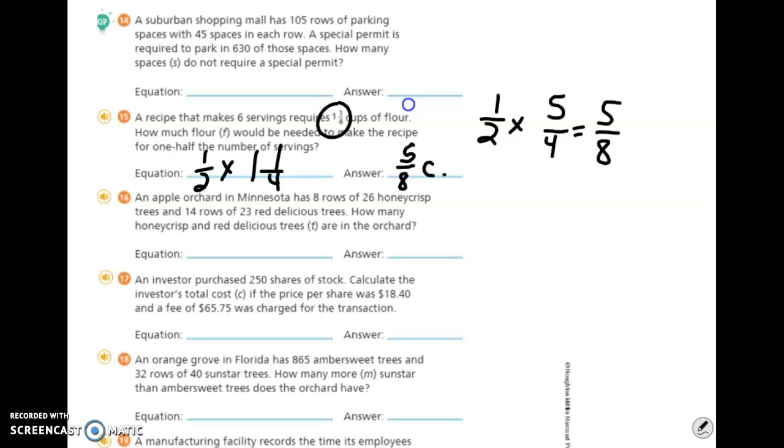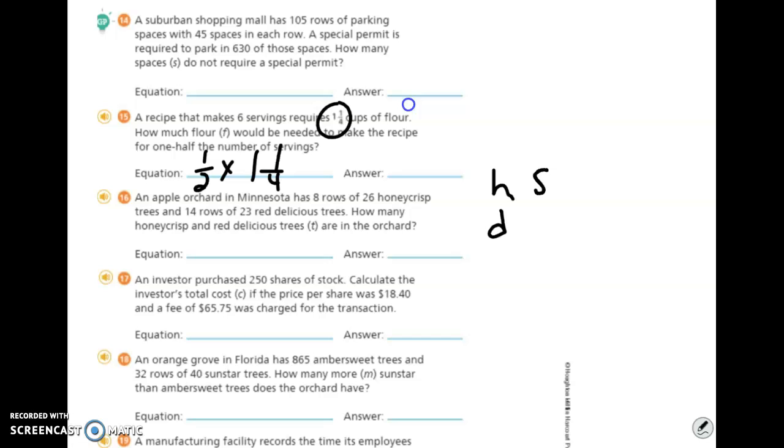Okay, well, I know that I've got 2 kinds of apples. I've got Honeycrisp and I've got Red Delicious. So I'm going to figure out what those are, and then I'm going to add them together. So the Honeycrisp is going to be 8 times 26. I'll do that over here. And then my Red Delicious is 14 times 23. I'll do that down here. And then I'm going to add those for the total.